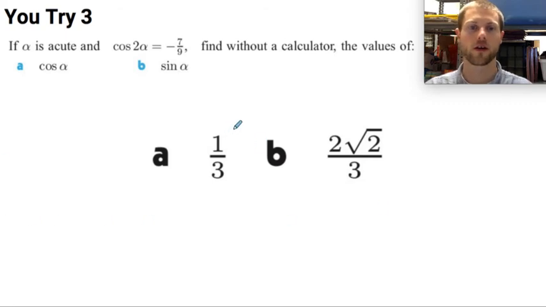And here are my solutions. Here's the solution to letter A and letter B.